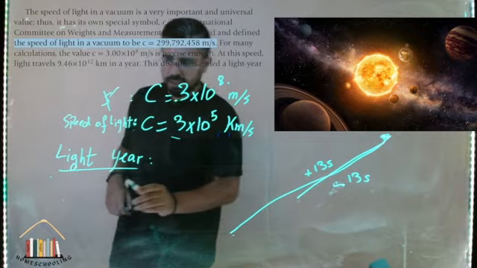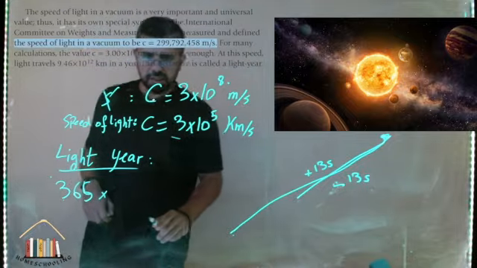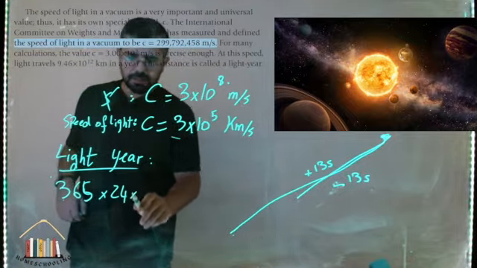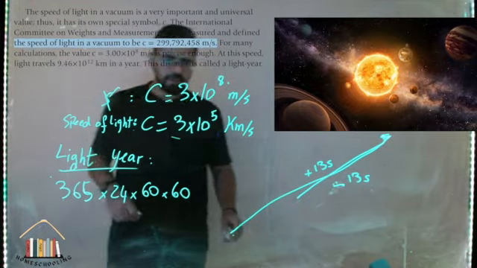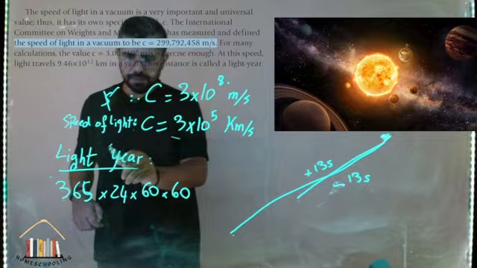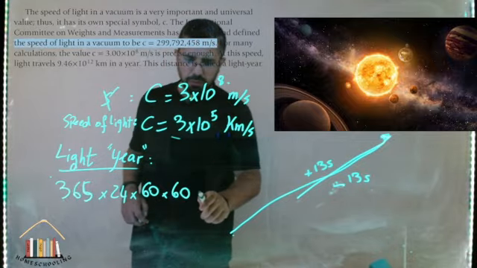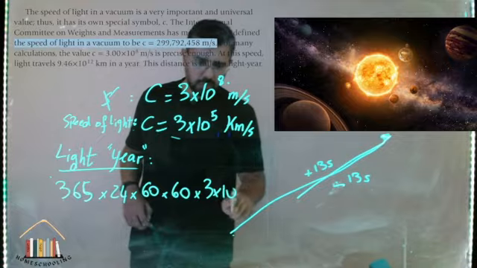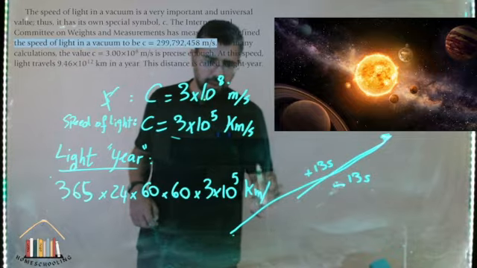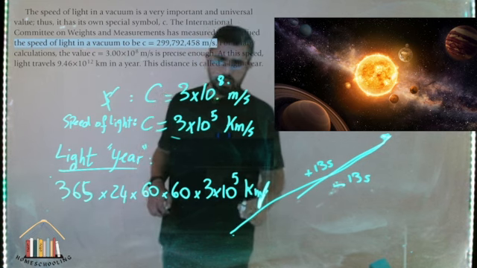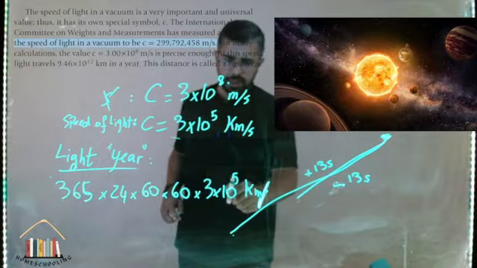So what do we mean by year? A year is 365 days, multiplied by 24 hours a day, multiplied by 60 minutes, multiplied by 60 seconds. So this is the time of the year in seconds. What about the light? We just mentioned that the speed of light is 3 by 10 power of 8, so it's 3 by 10 to the power of 5, but this time in kilometers. I choose kilometers because I want the end unit to be in kilometers. If I want the end unit to be in meters, I pick 10 power of 8.